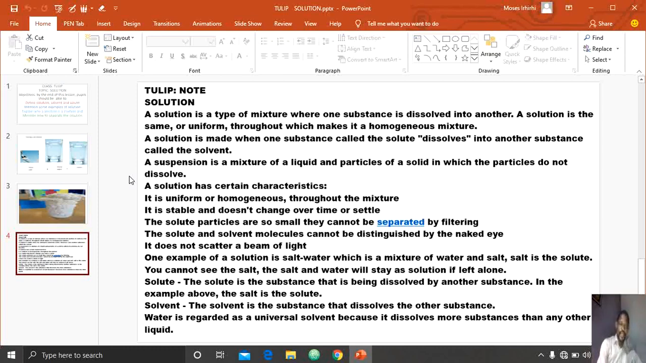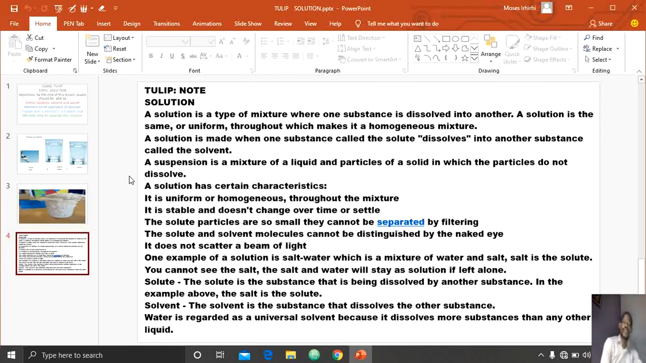Okay, then another example of it, the salt water which I mentioned, it's a mixture of salt and water. Then we have also the sugar and the water that will give you a solution on its own. Then the solution can be separated using evaporation.